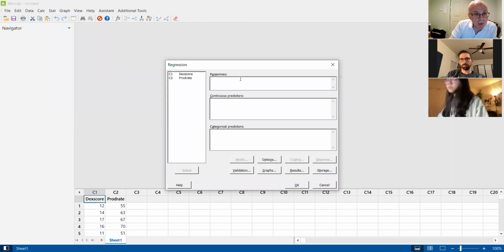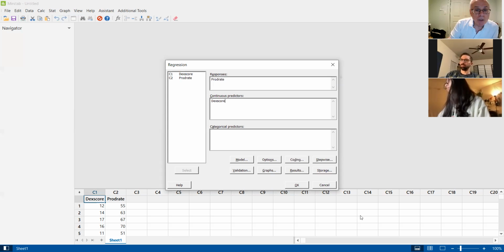The response variable is our y, so our y is the productivity rate. The continuous predictor, the independent variable, is our dexterity score. No categorical predictors; we're only doing one predictor at a time in this course.